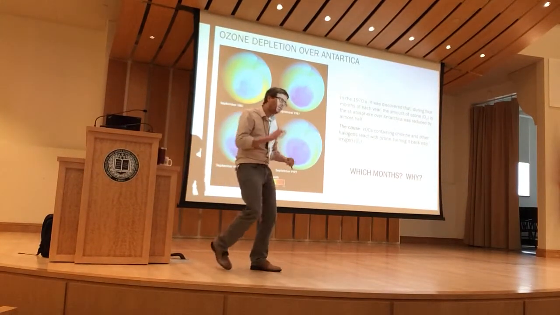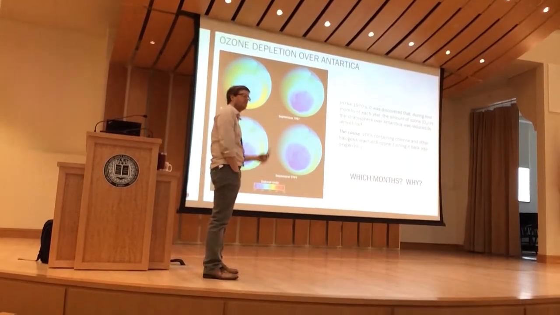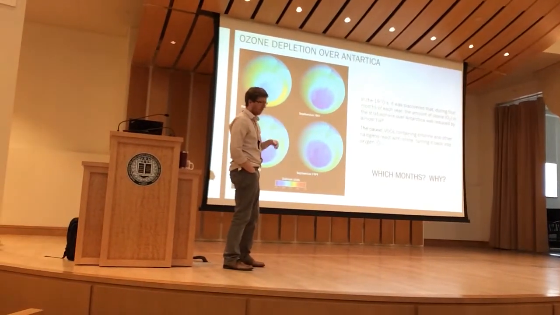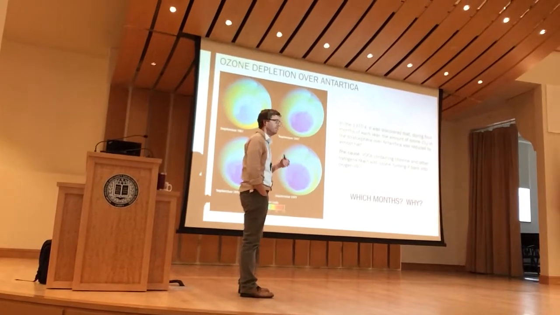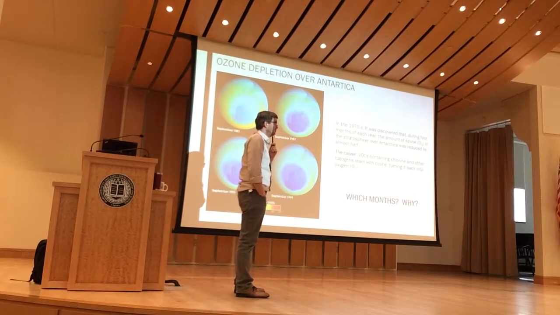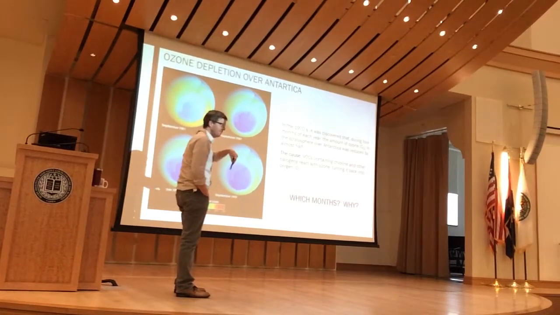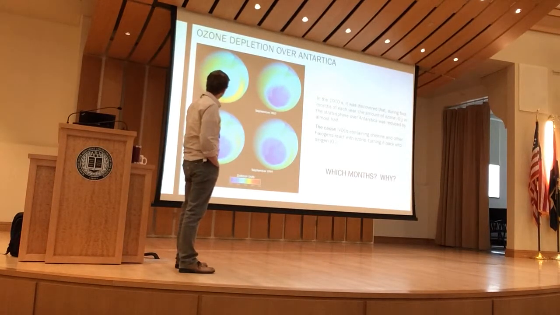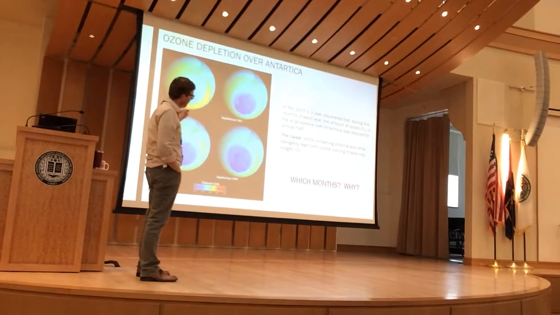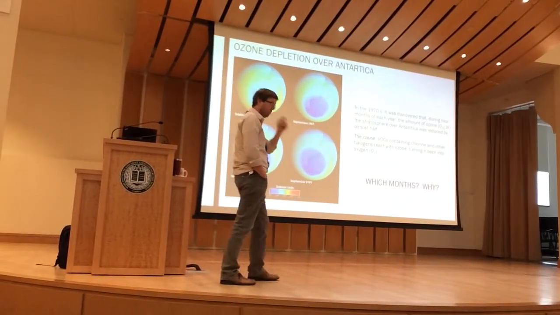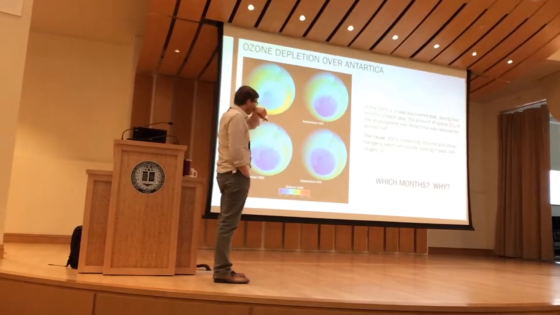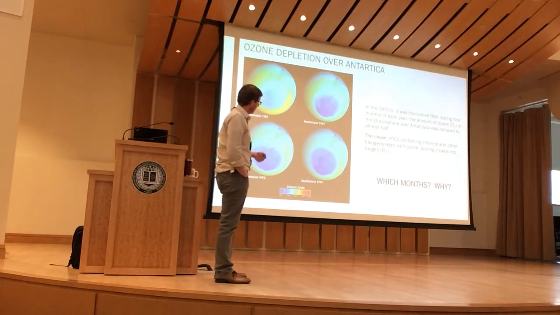Which months and why? What season is it in Antarctica right now? It's fall. What season is it here? Spring. Nice. Okay. So this is showing you September. So what season is it in Antarctica in September? Spring. Right? It's fall here. It's spring there. So which months? It's the spring and the summer months. Why?